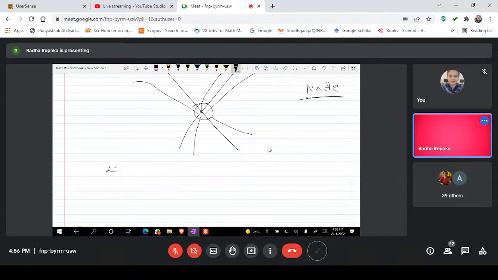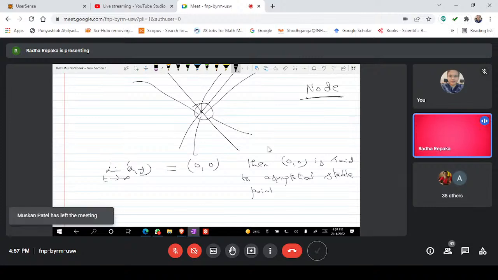But what I would like to say is, if the limit of (x, y) as t tends to infinity is equal to (0, 0), all curves are approaching the one point, (0, 0). Then (0, 0) is said to be an asymptotically stable point. In fact, here I should use the word critical point. What is a critical point? Point solutions, meaning constant solutions, are known as critical points. In this example, (0, 0) is the only constant solution, so it is known as the asymptotically stable critical point.